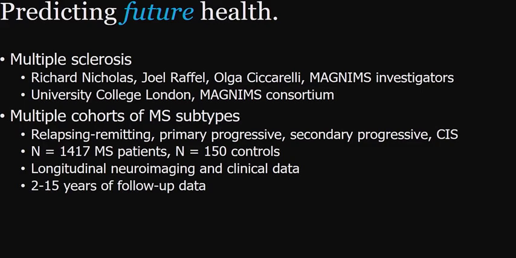And the final bit of data I'm going to talk about is in multiple sclerosis, and this is a big collaboration with people from Imperial College London, University College London, and the MAGNIMS consortium. And we had access to a lot of data, about 3,000 scans in total, over 1,400 MS patients of different subtypes, and lots of longitudinal neuroimaging and clinical data. And in some cases, follow up to 15 years.